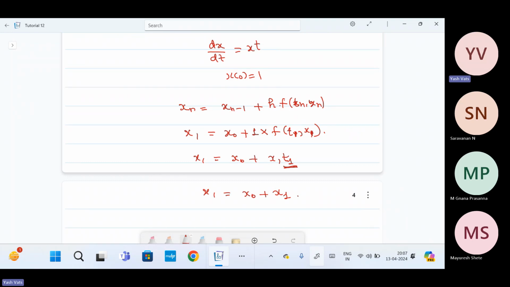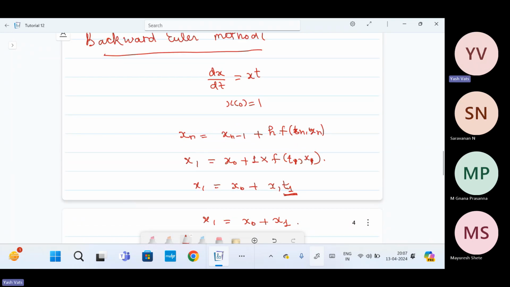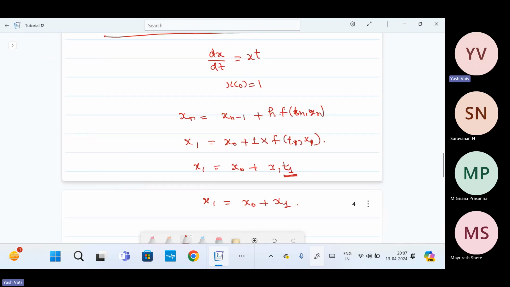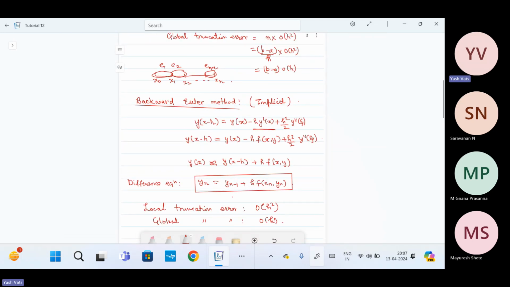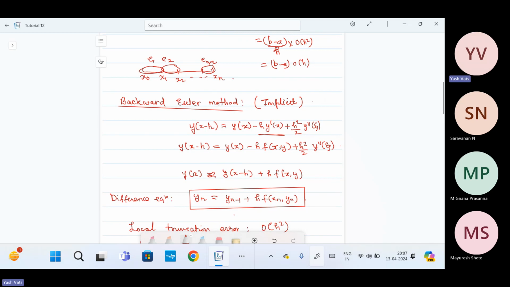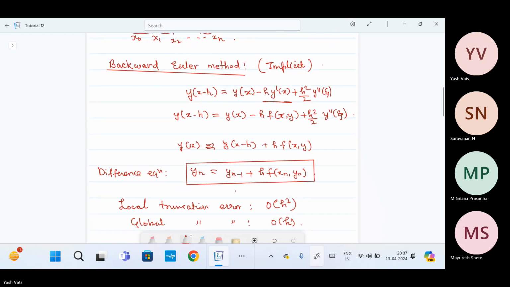x naught is basically the value here. x naught is 1. Why is it like that? Confused? h is f of t1, x1. I think there is some problem with the above method. y(x) is y(x minus h) plus h, wait a second. This is not correct.